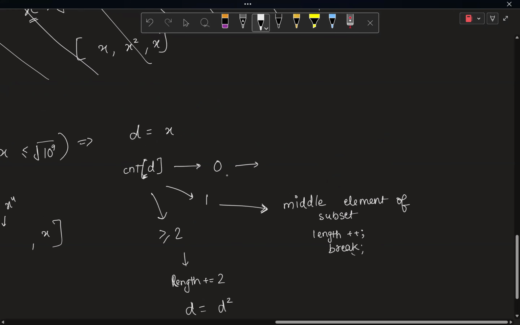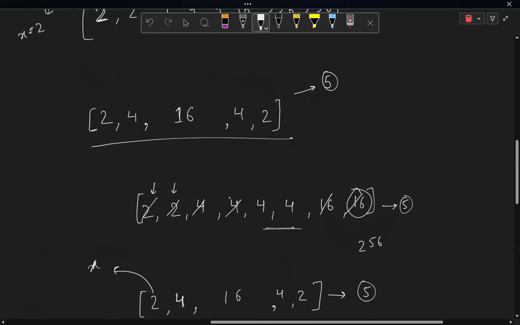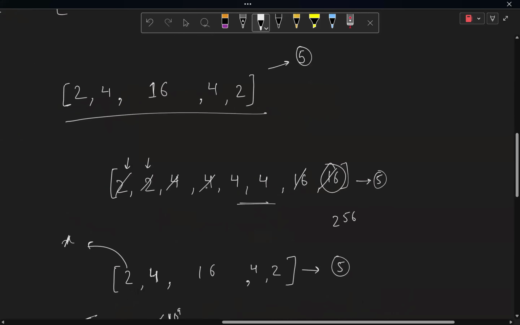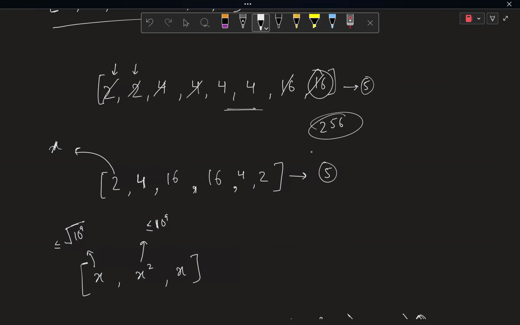And in the case where you found that the element is not present, one thing is clear: the previous element, which would have been under root d, would have become the middle element the last time. It would have been coming at least two times, and you would have increased the length by 2, as we saw in this case where 16 was coming multiple times. When we were checking for 16, we had just placed it twice, and we were looking for the next element, which was not present. Here 256 was not present.